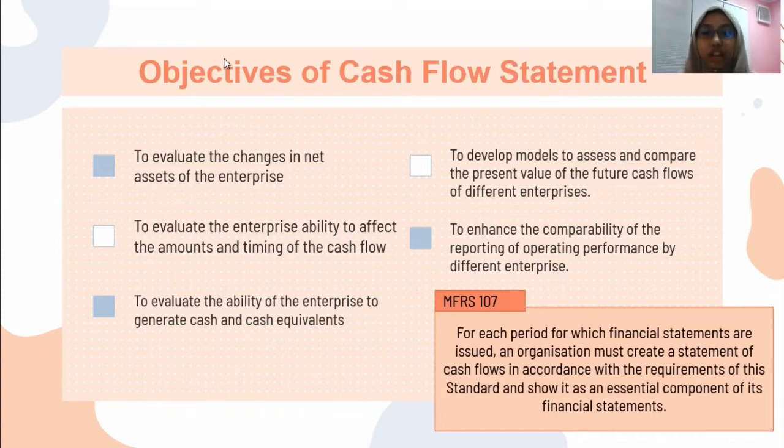According to the MFRS 107, for each period for which financial statements are issued, an organization must create a statement of cash flows in accordance with the requirement of this standard and show it as an essential component of its financial statement. In other words, statement of cash flow is an integral part of financial statement. So the company must include statement of cash flow in the financial statement or otherwise it will be not complete.